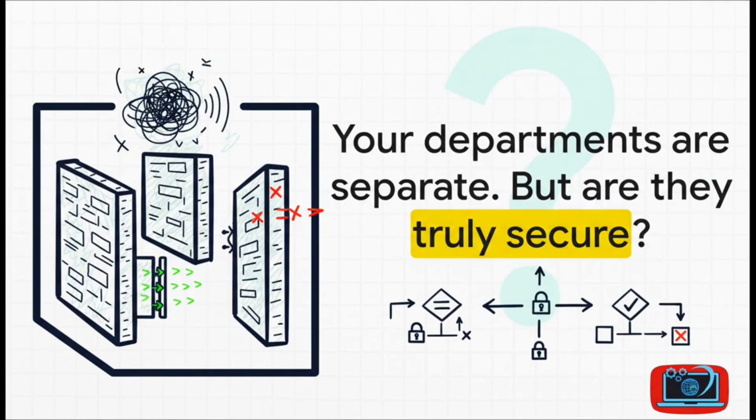We've successfully built the virtual walls between our departments. The noise is gone, but just having walls, that's not the whole story. The real heart of network security isn't just about separating traffic, it's about defining the rules for what's allowed to pass through those walls. So yeah, your departments are separate, but are they truly secure?